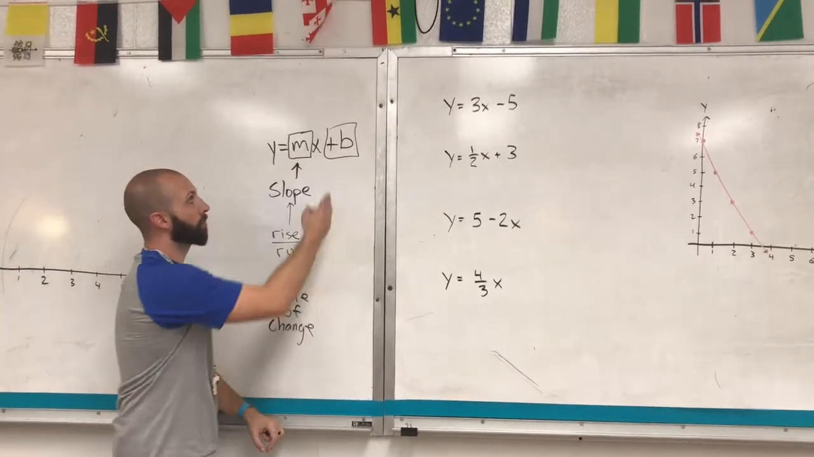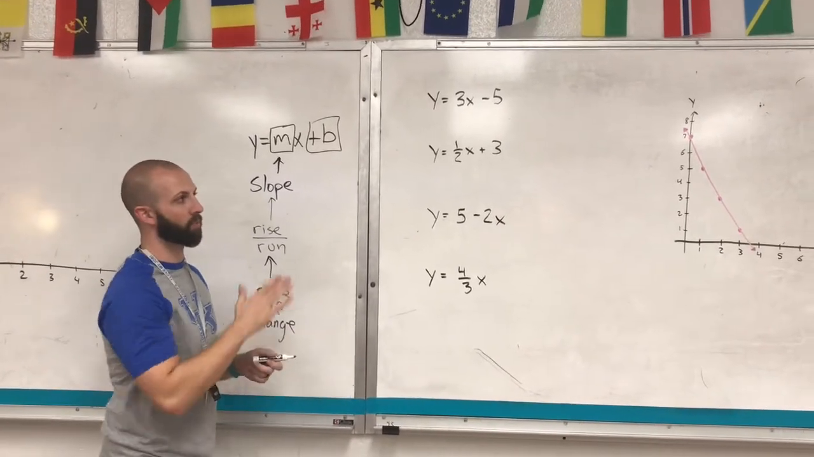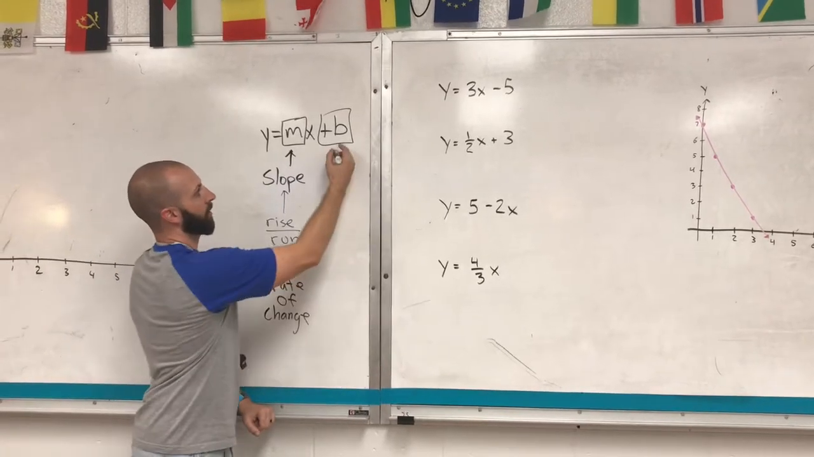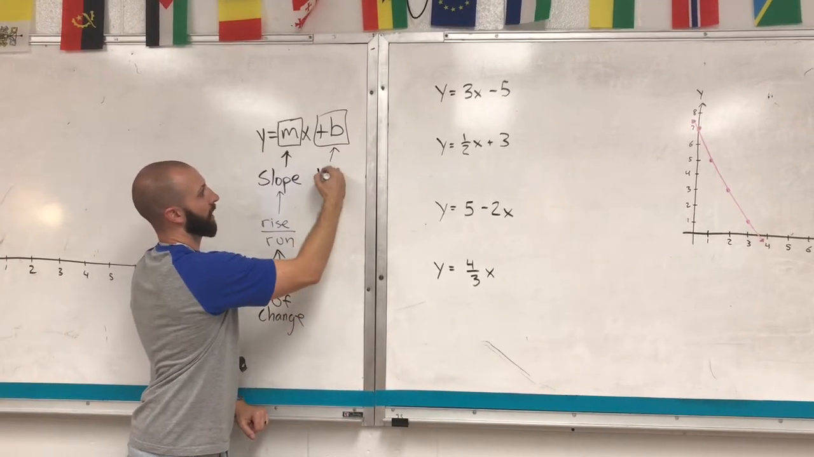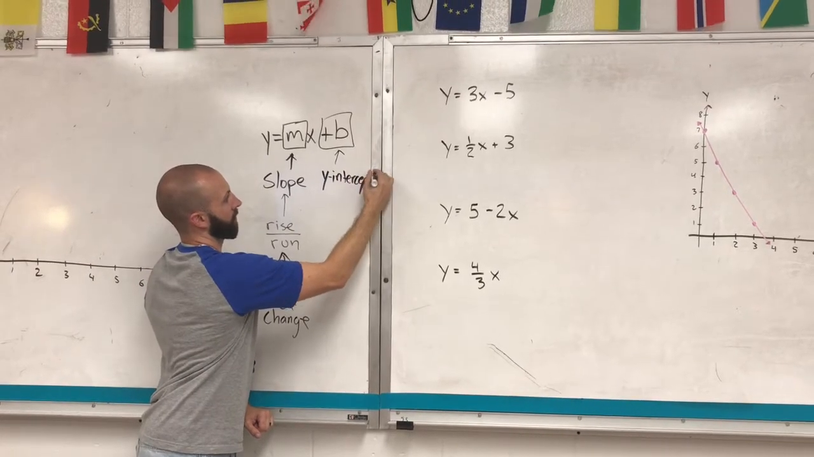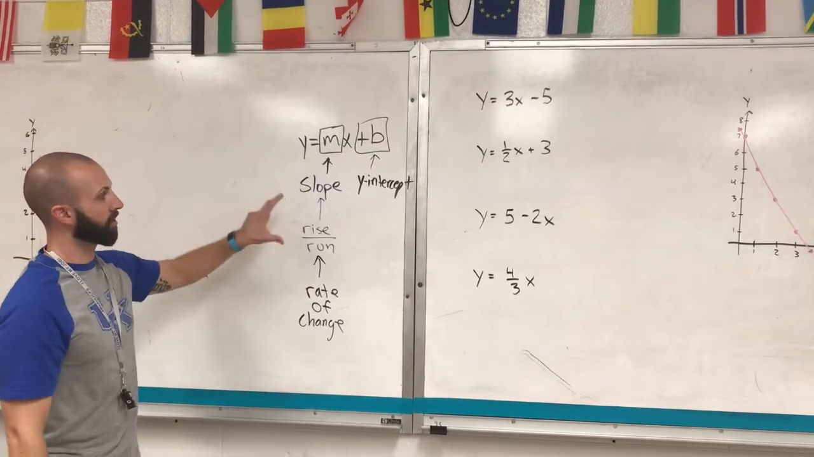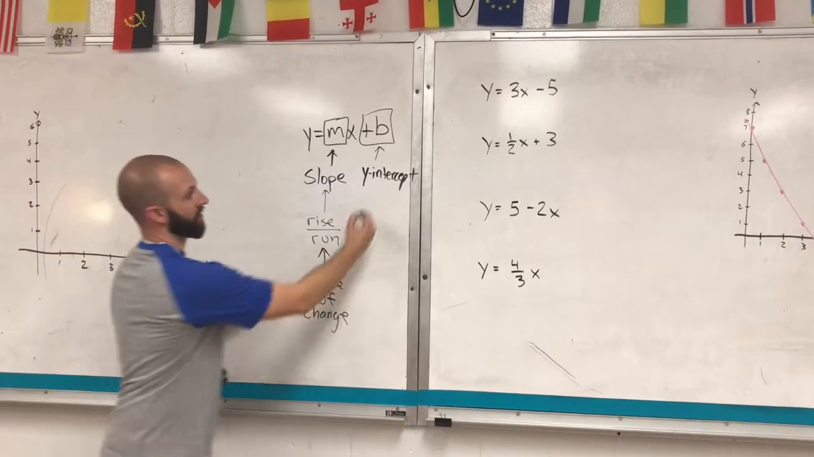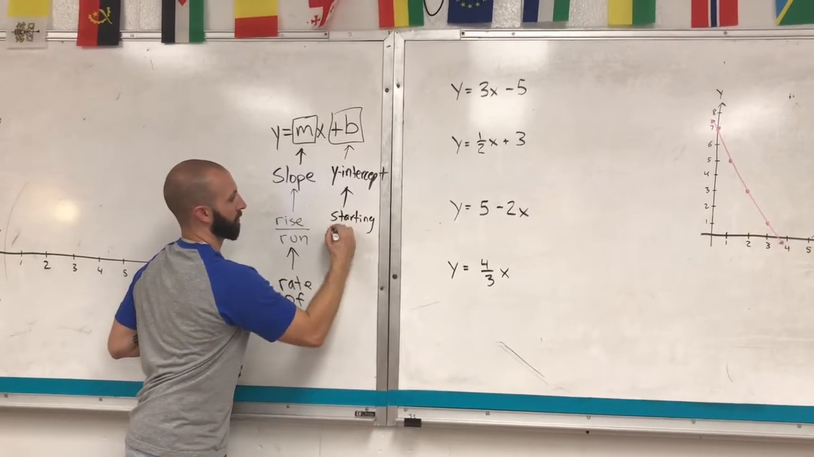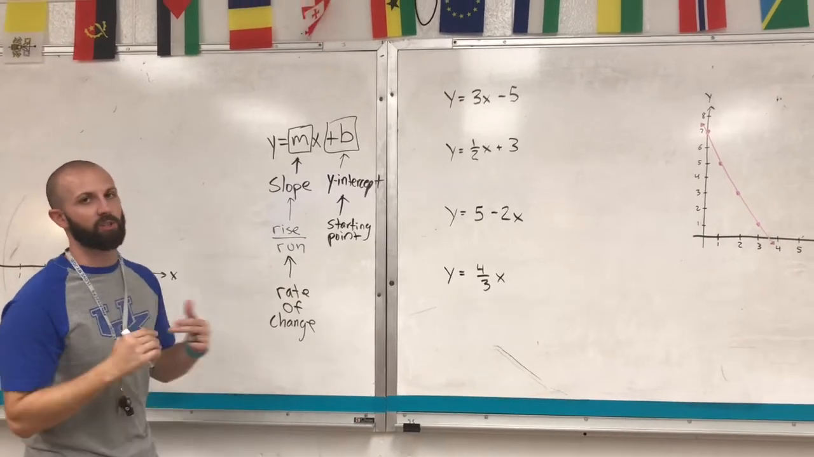So b is where you start. That's the starting point of the line. It's where it crosses the y-axis. So that is the y-intercept. That's what we call b, the y-intercept. So those are the two biggest points. I even say b is the starting point, because when you start to graph the lines, usually we use that as a starting point.